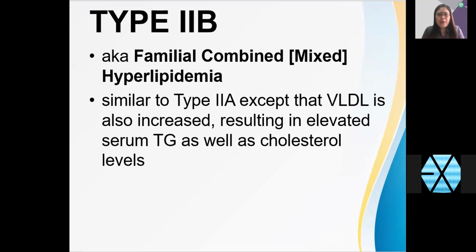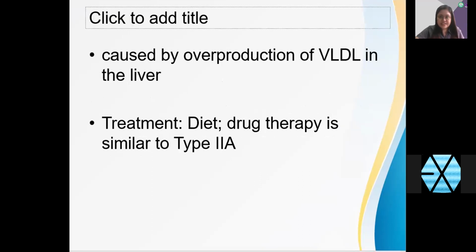Now, after the type 2A, we have the type 2B. This time, it is called familial combined or mixed hyperlipidemia. So, why is it called combined or mixed hyperlipidemia? Because aside from the increase in the cholesterol level in the blood, there will also be an increase in the triglyceride level. So, it is a combination of the type 1 and the type 2. So again, similar to type 2A, except that the VLDL is also increased. That will lead to the increase also of the triglycerides.